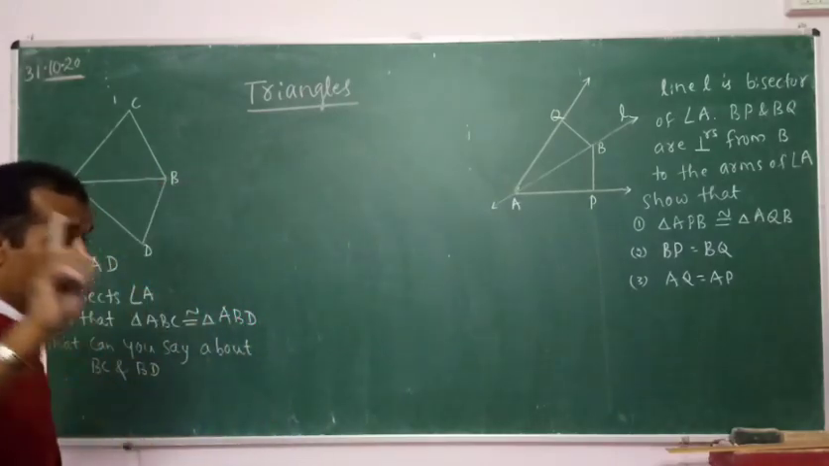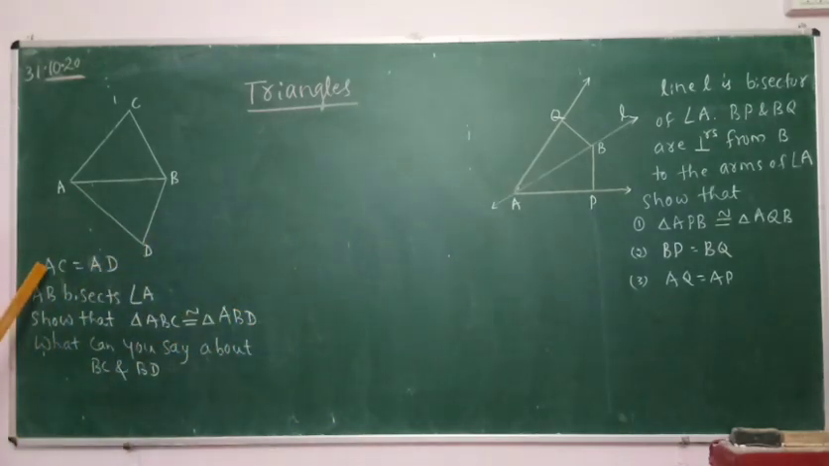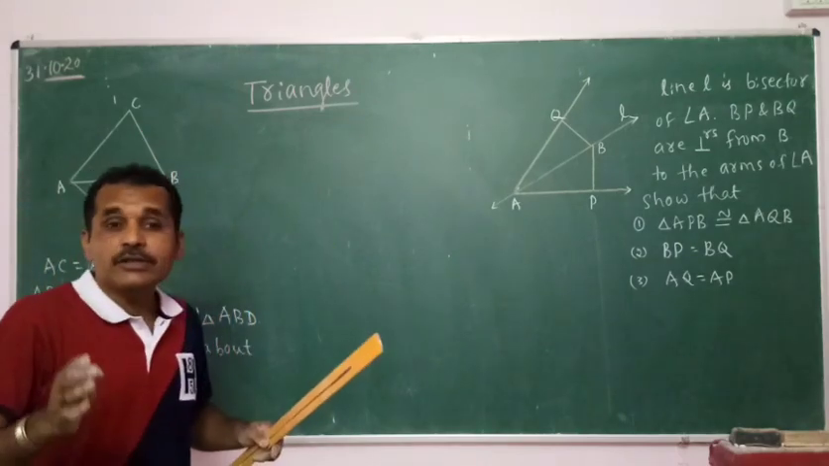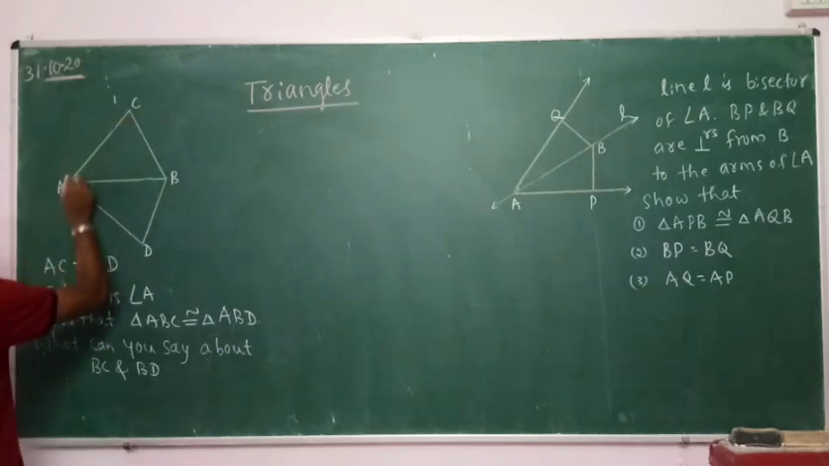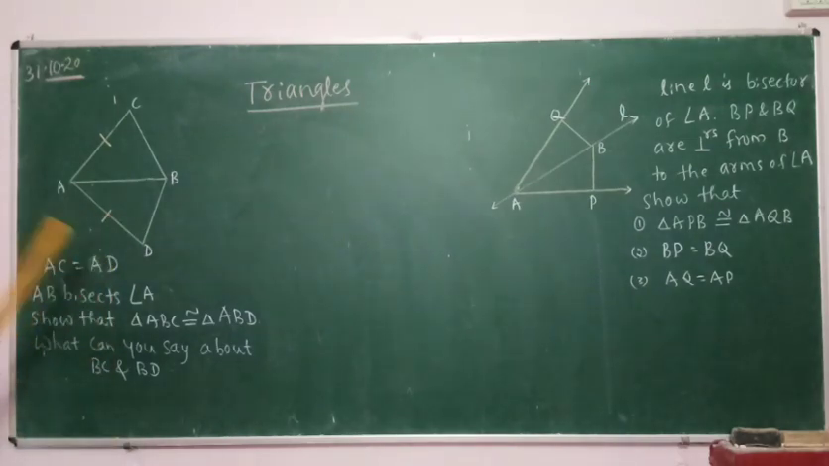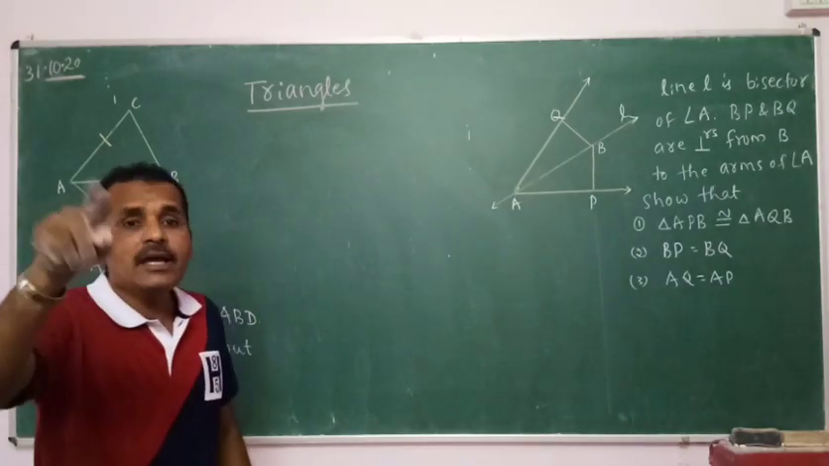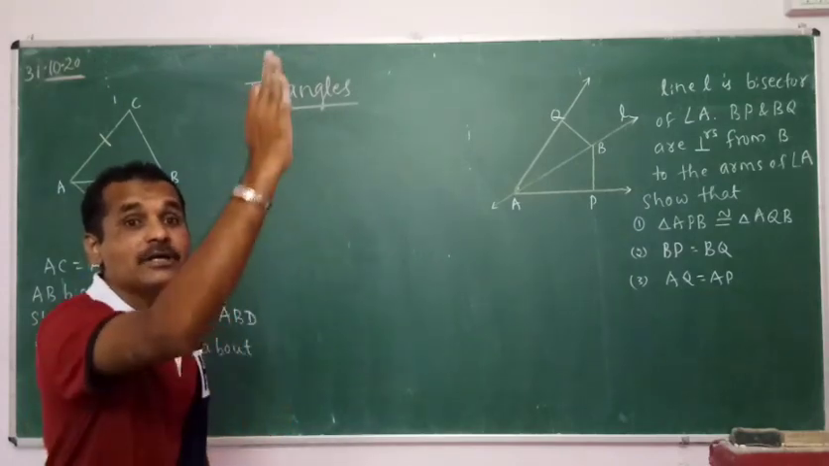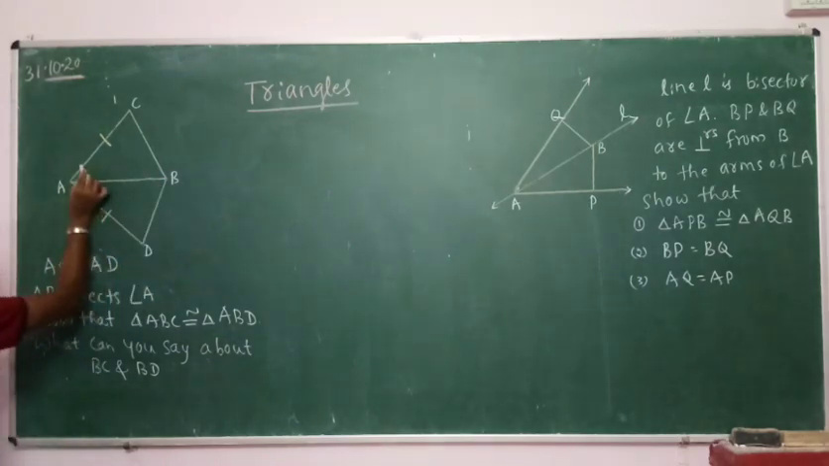Come on. Your first work is to understand what are the given things for you. Come on, what is told here? AC is equals to AD. Read the problem very well so that you will get the equal things from there itself. AC from the first triangle and AD from the second triangle equals to each other. AB bisects angle A. See, AB bisects angle. Angle A bisects means it is called an angular bisector. Which is angular bisector? AB is the angular bisector of angle A.